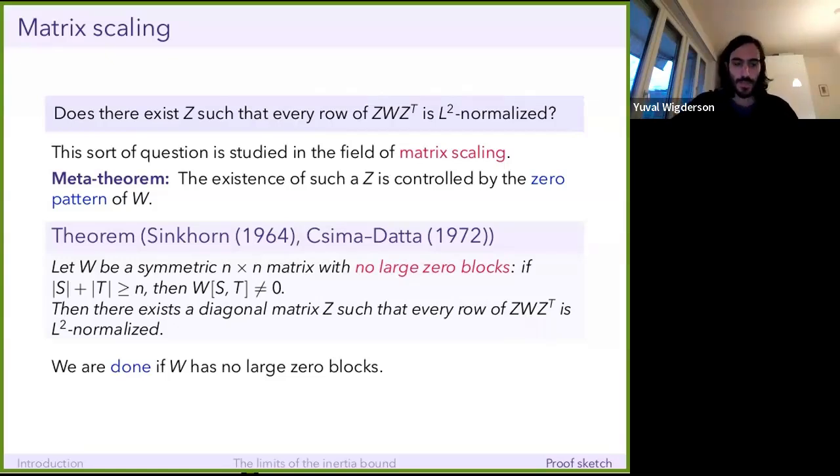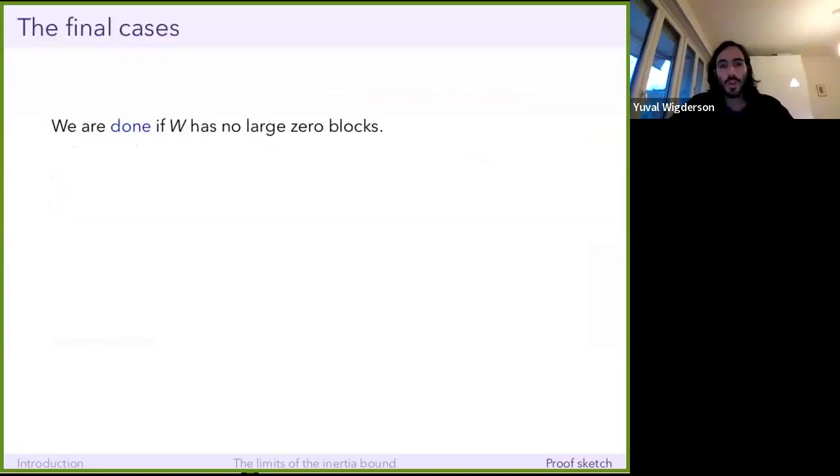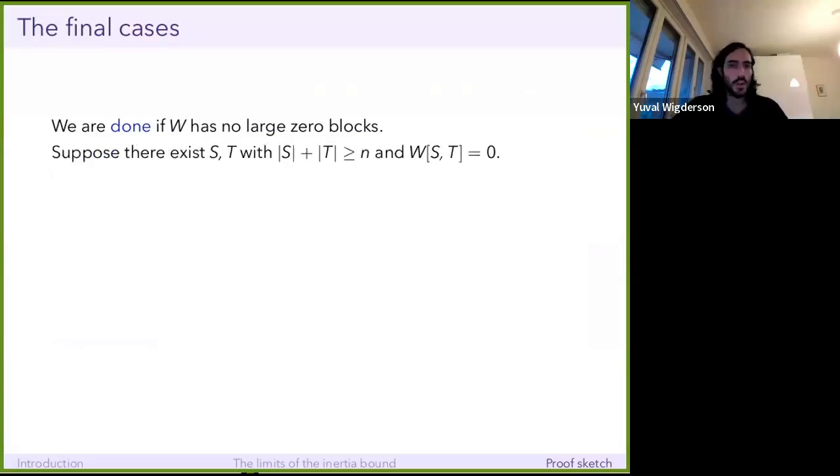Okay. So we're almost at the end of the proof. Again, we're done if our weighted adjacency matrix has no large zero blocks. So let's consider what happens if it does. Suppose there do exist these sets S and T, whose sum of their sizes is at least n, and the submatrix indexed by them is all zero.